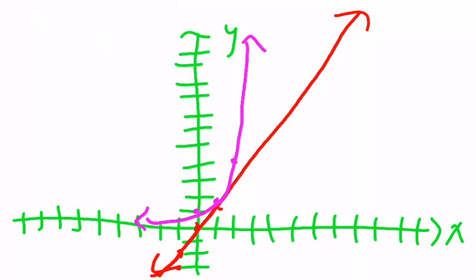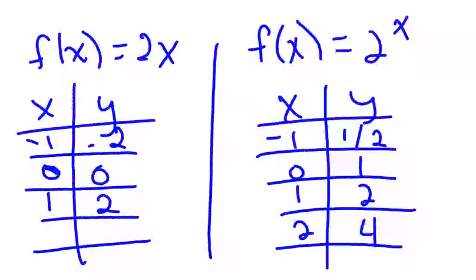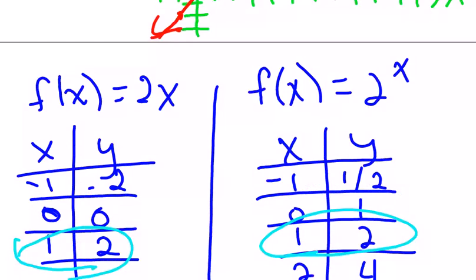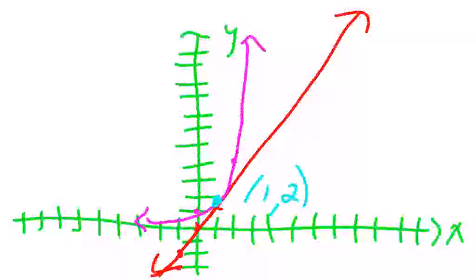And on our graph we can see that they cross about right here, which is the point 1, 2. Now coincidentally, when we did our chart, we can see that they did in fact match at 1, 2, and so that would be the solution to this. They only cross in one spot, but they definitely do have a solution, 1, 2. So that's the end of this recording.